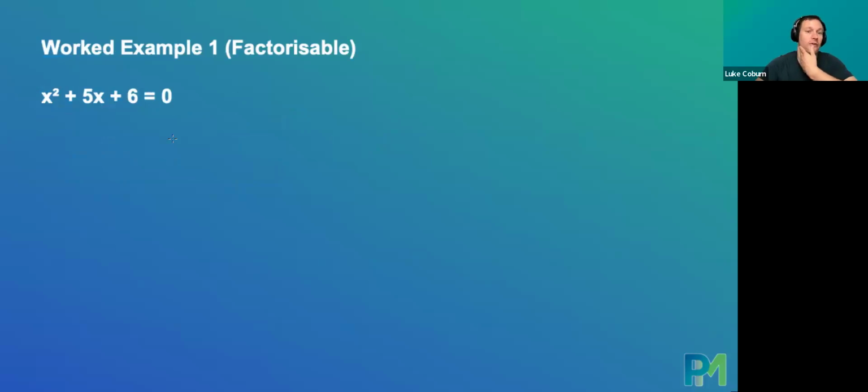Okay, so this one is factorizable, so I don't think we need to do this. I mean, I can do it super fast. Brackets, x, 2 and 3, plus and plus equal to 0. It might be a little counterintuitive, but the root is always the opposite sign.